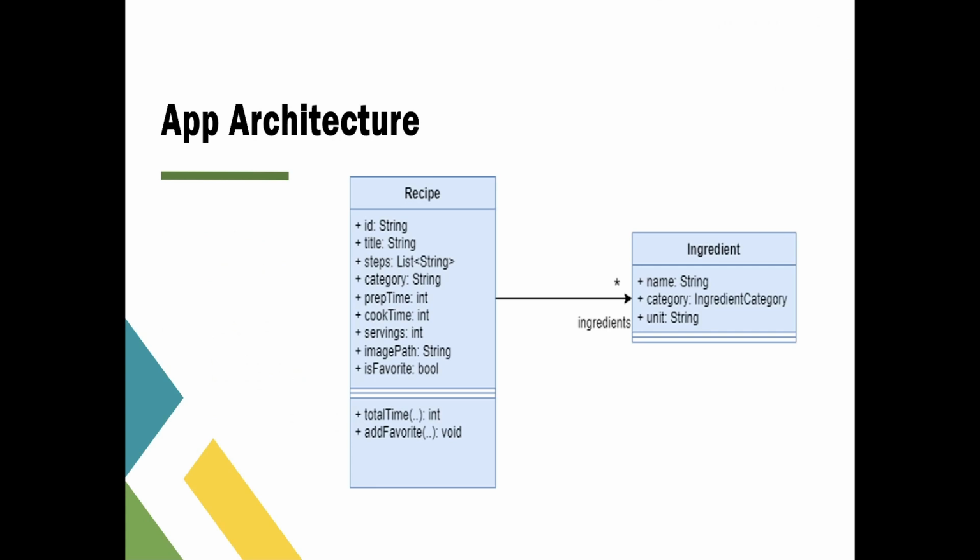Next up is the architecture. We have the recipe, which contains a list of ingredients to the right, and the recipe has a lot of attributes that are very important to building a recipe, such as the steps for instruction, prep time, cook time, the image path, the imagery of the food, and last but not least, the function for total time, where you can add up the prep time and the cook time.